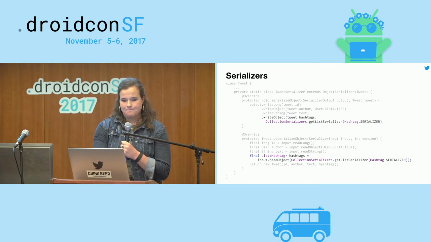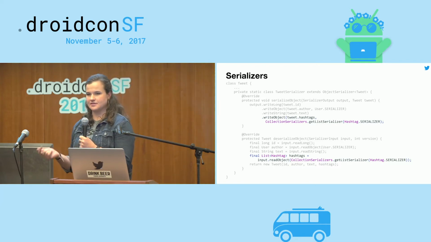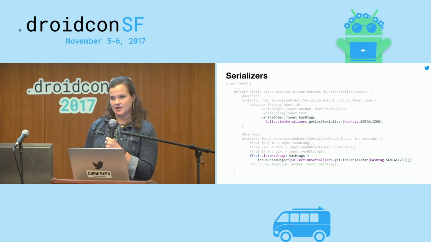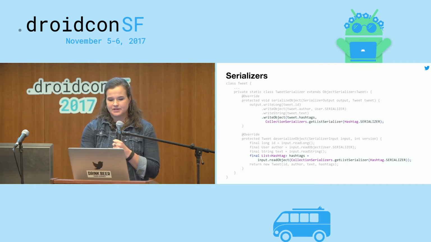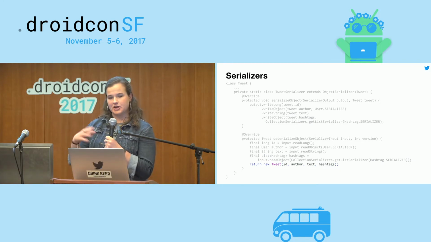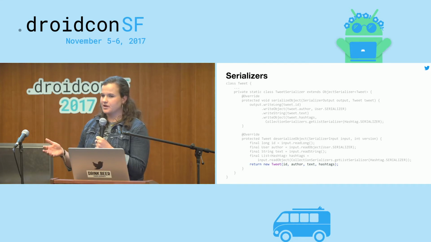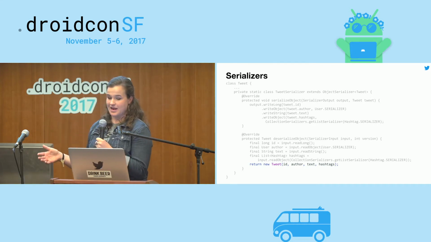And then the list of hashtags, we added a bunch of utility methods, basically, that allowed you to take things like lists, maps, sets of any object you have, and serialize them without adding a lot of extra work for you. So you can just pass in the object serializer, in this case, the hashtag, and then use this collection serializer to do the whole list. Finally, in the deserialize object method, we're returning the tweet object. So we are saying exactly what construction we want to use, what fields we're adding in.